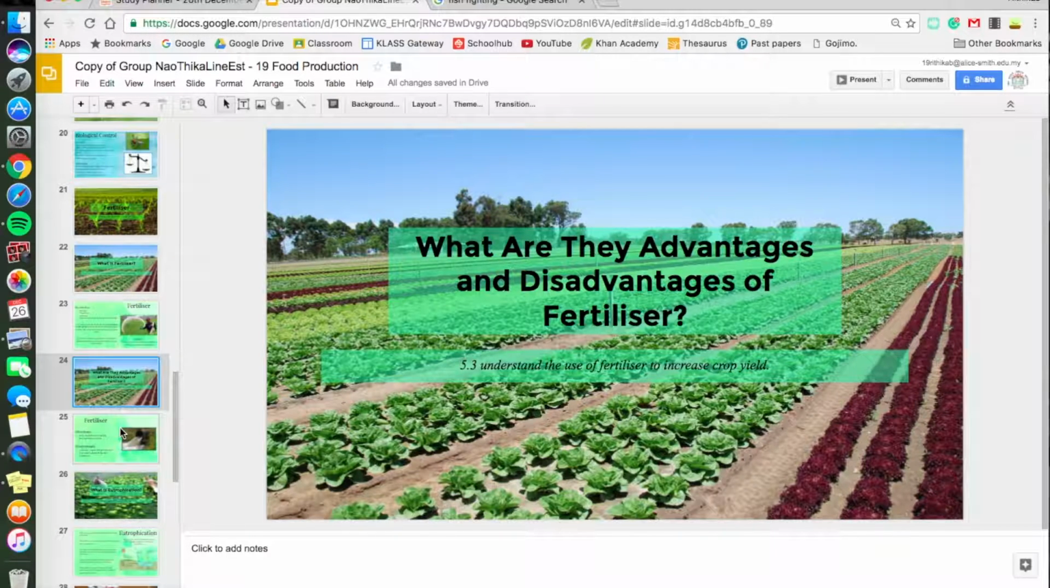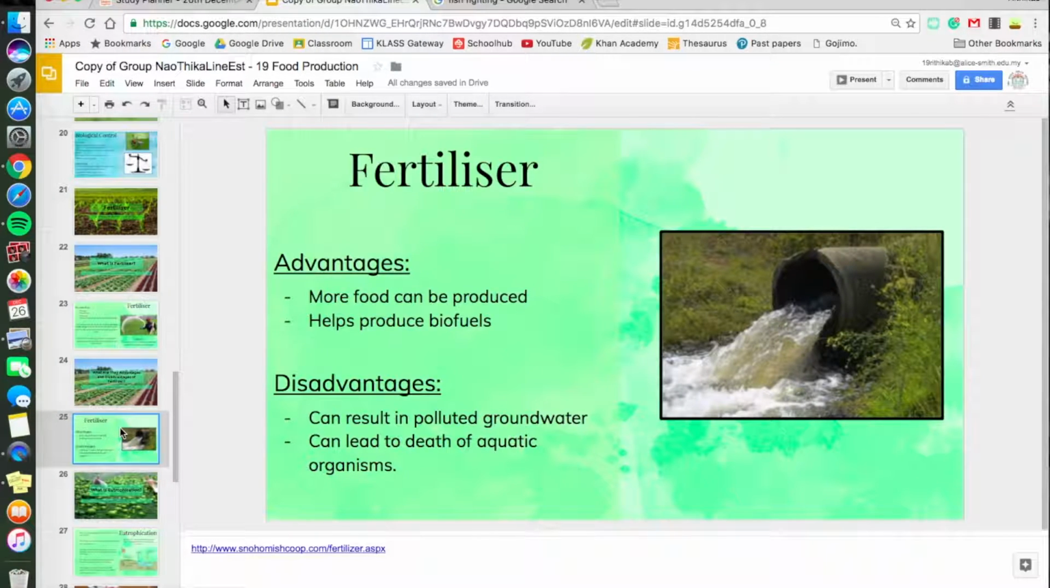So the advantages and disadvantages of fertilizer are that the crop yield can be increased and more food can be produced, and it also helps produce biofuels. But the disadvantages are it can pollute groundwater and can lead to death of aquatic organisms by eutrophication.